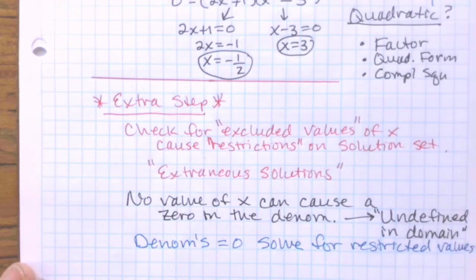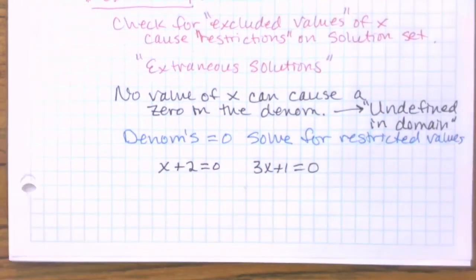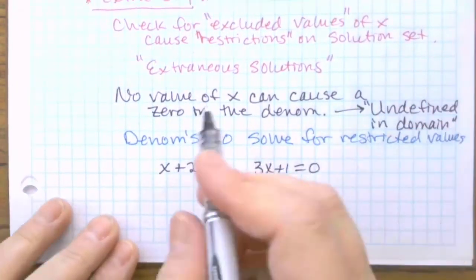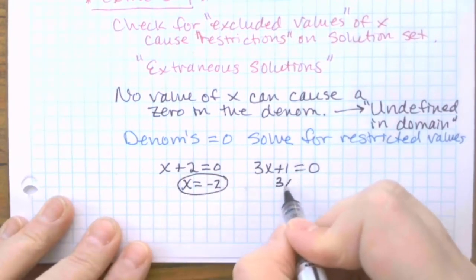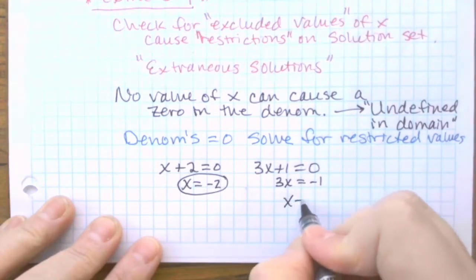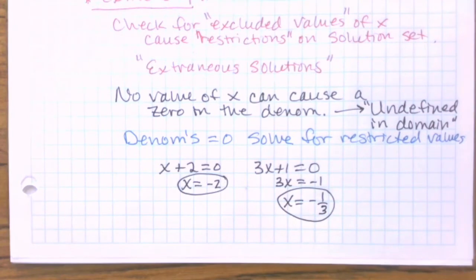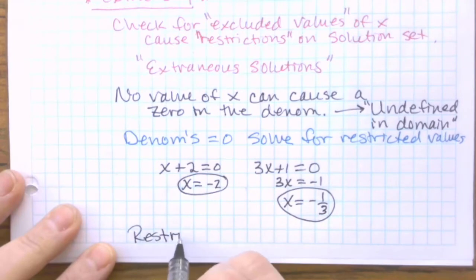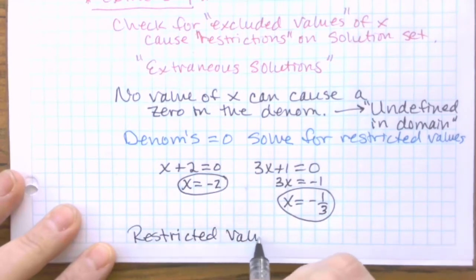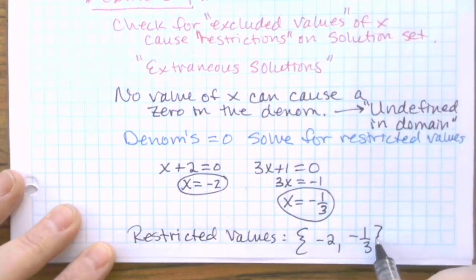All right, looking at our original, we set x plus 2 equal to 0 and 3x plus 1 equal to 0. And we may or may not get restricted values. So let's solve this one. This is x equals negative 2. Subtract the 1 over. X equals negative 1/3. So if they ask you for restricted values or excluded values, your answer would be negative 2 and negative 1/3 are not allowed.